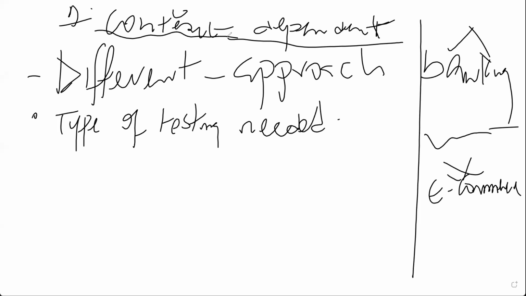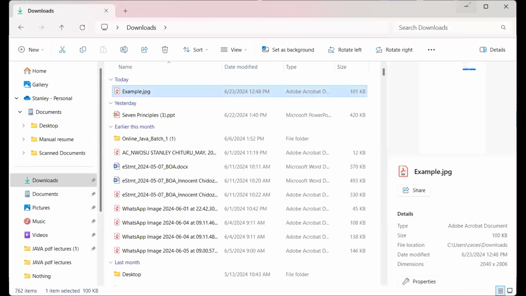So the one is context dependent, our context, different approach, and another one is type of testing needed. How this context defines the type of testing needed. For instance, if I have something like a login box, right?